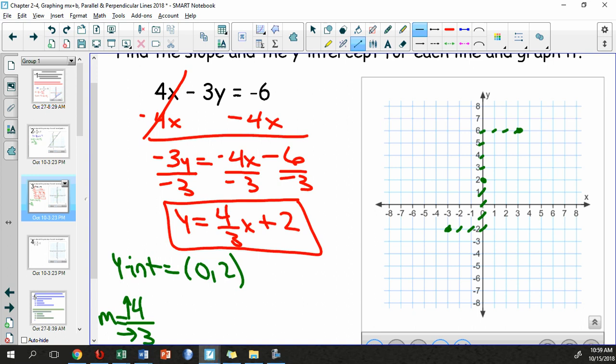And now I can connect my dots. The more points I have on a line, the more accurate the line will be. Do we all understand that? Yes or no? Any questions over how to graph using slope and y-intercept?